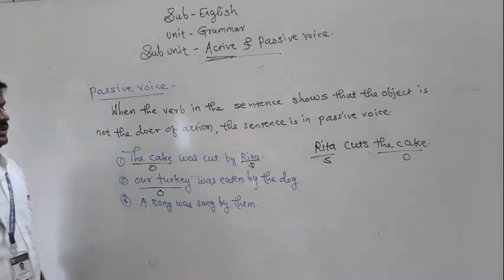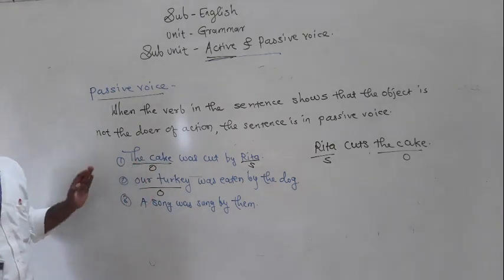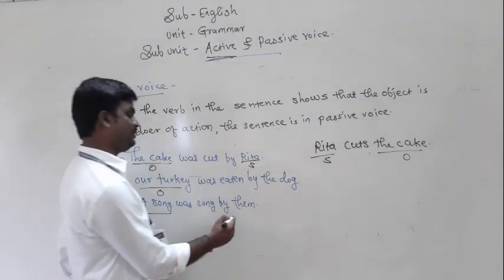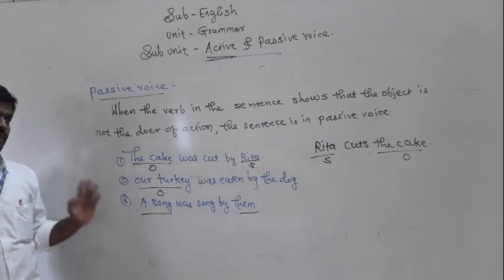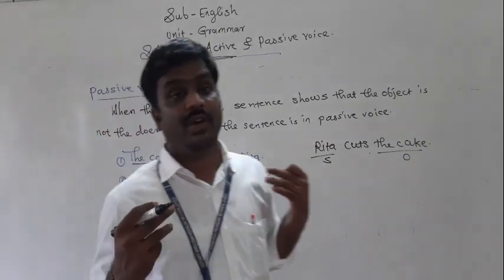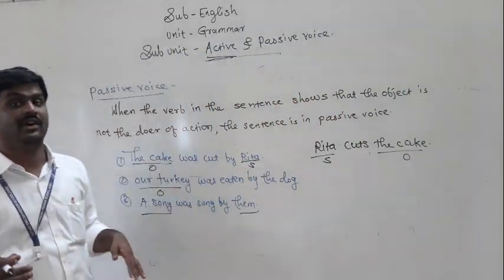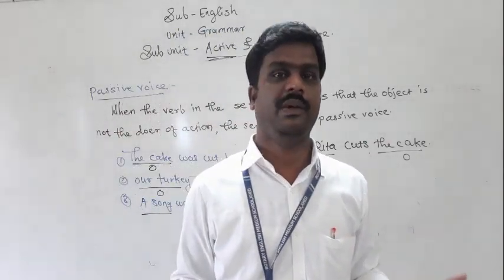See, the dog ate a turkey. It was my previous statement. The turkey was eaten by the dog. A song was sung by them. How to do the changes into pronouns, how to do the changes into tenses, that we will discuss in the lab. First of all, try to understand what is meant by passive voice. When the object is not the doer of action, it is called passive voice, and when the subject is the doer of action and the object is a receiver, it is called active voice. Okay, clear this point? Everyone clear this?